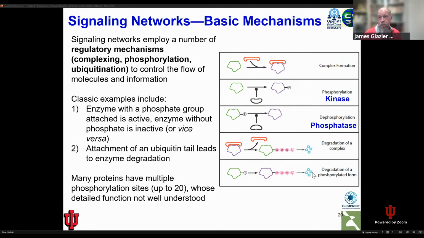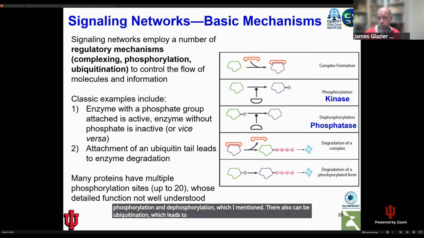There are certain kinds of standard motifs in signaling networks. Complex formation, where two molecular components come together, phosphorylation and dephosphorylation, which I mentioned. There also can be ubiquitination, which leads to the degradation of molecular components.